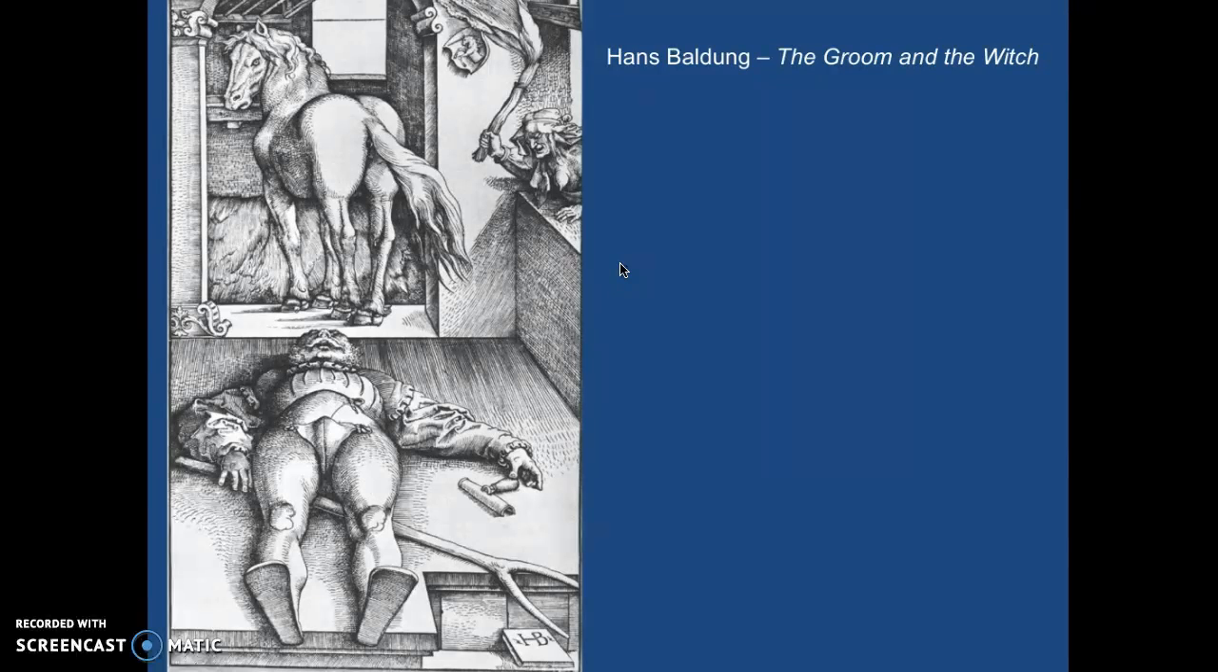So in Hans Baldung's Groom and the Witch, the figure in the foreground is laying horizontally, but there are aspects of his body that have been truncated to create the illusion of depth. So for example, we see the bottom of his feet here, and there's this implication of his legs behind that, but you really only see a very small portion of the legs. The proportion of his thighs to his upper body is actually not anatomically accurate. His thigh would not be quite as large as his torso.